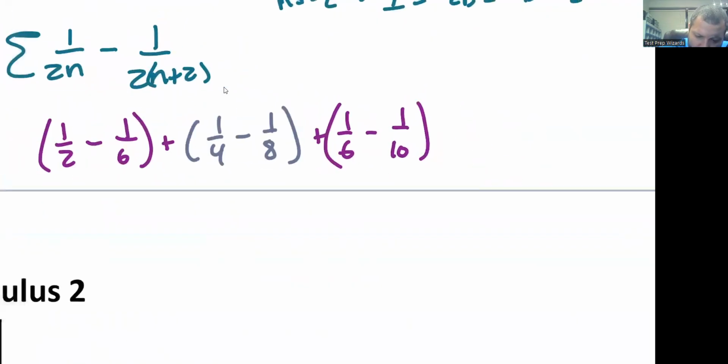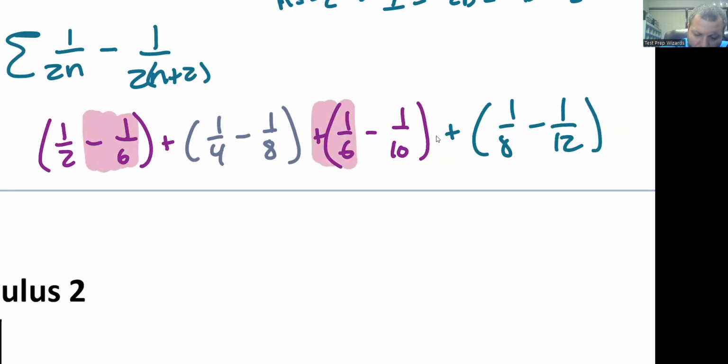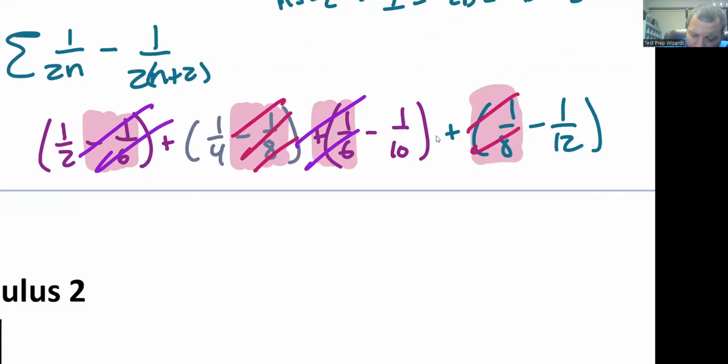And if I write out another term, when n is 4, I'm going to get 1/8 minus 1 over 2 times 4 plus 2, that's minus 1/12. So although we don't have telescoping like we had before, we do have some sort of cancellations going on, right? Notice that this is a negative 1/6. This is a positive 1/6. These terms are going to cancel out. I'm also getting a 1/8 here and a 1/8 there. These terms are going to cancel out.